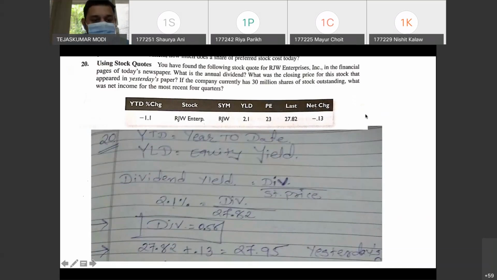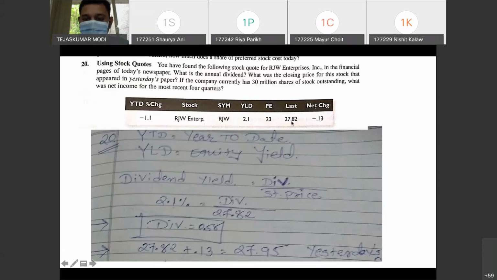YTD is year to date. So from the year till date. YLD is equity yield, right? We cannot use the term yield to maturity in this case because equities are residual claims. RJW is the company's name. The symbol is also given to us. The equity yield is also given. The price earning ratio is also given. The price today is also given, and the net change is also given.